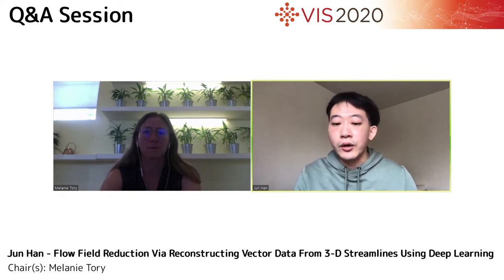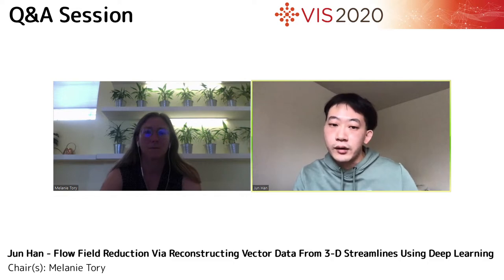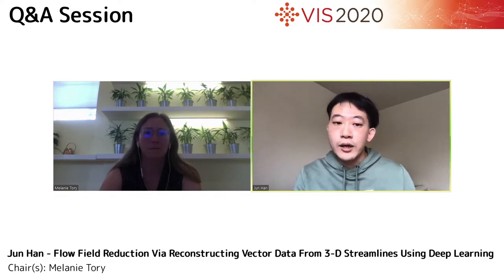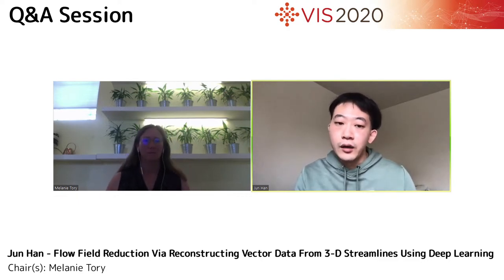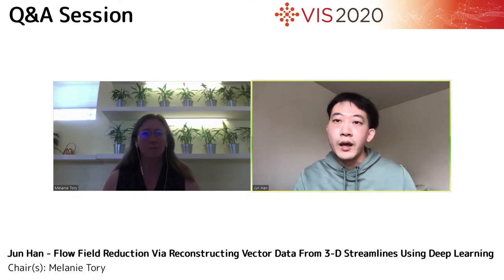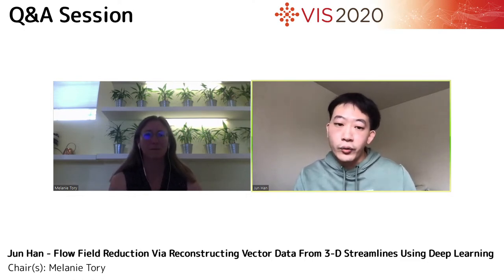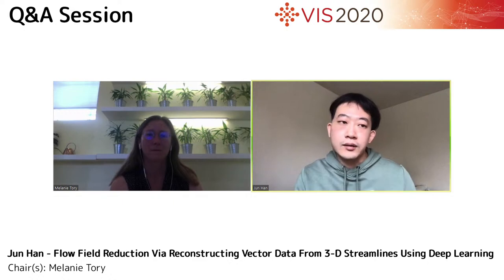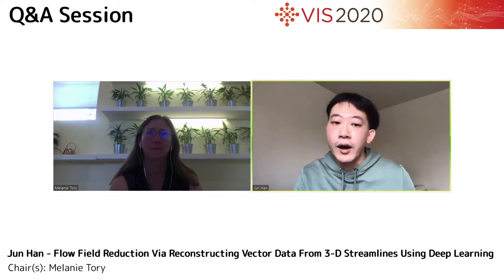So here our strategy is just like a compression method, where you compress the flow field and decompress during post-processing. We can just trace streamlines and only save the streamlines on disk. If you want to analyze the corresponding flow field, we can use our approach to recover it from the sampled streamlines. And we can still achieve a very competitive compression rate compared with other state-of-the-art compression algorithms.